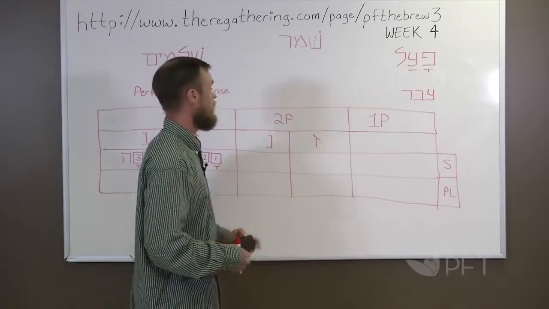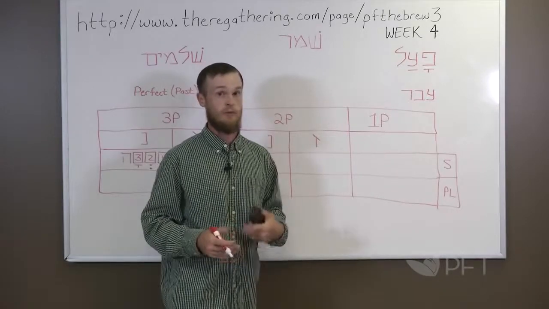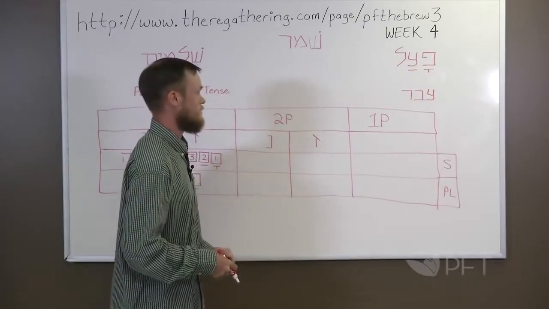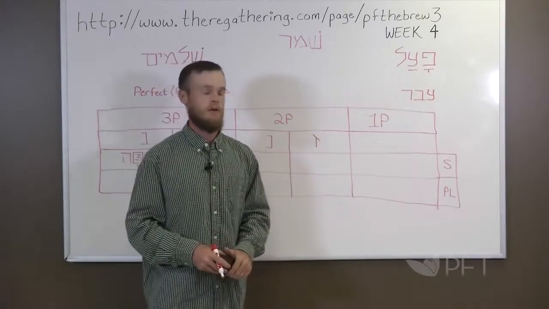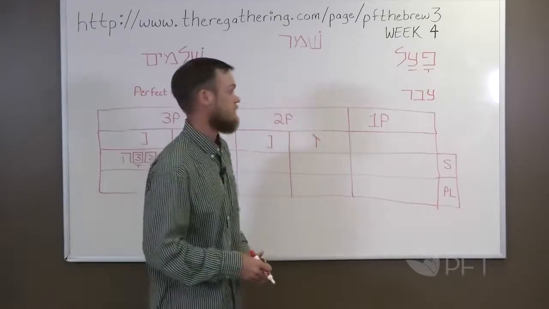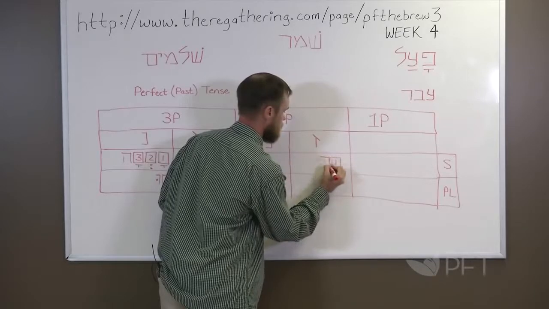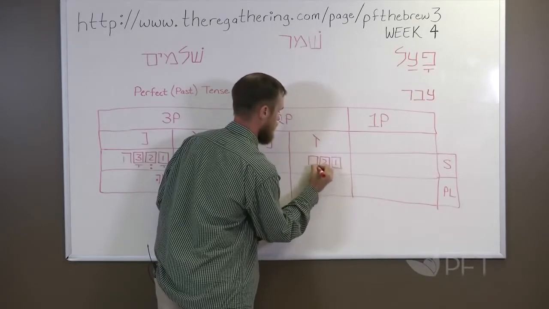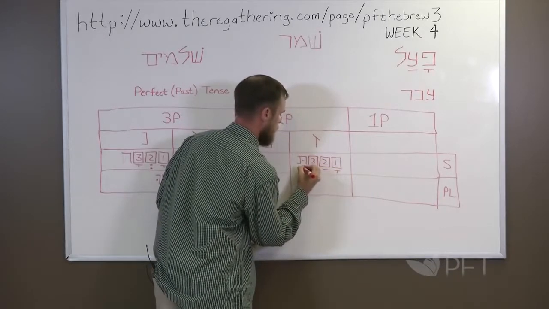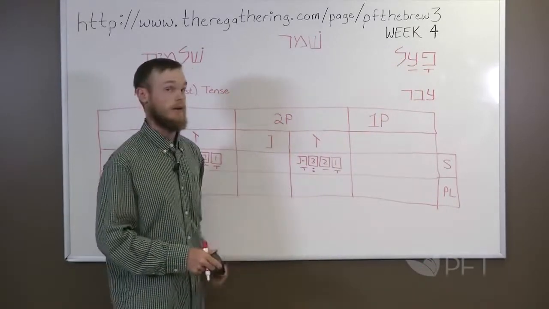If it's a second person verb, it automatically implies that you are doing something. It's not necessary to use the pronoun for you. Okay, but I'm going to do that because it is a memory aid and helps you to associate the form of the verb with the pronoun that it matches. All right? So in the second person, masculine singular, we've got a tav at the end with a kametz underneath it.